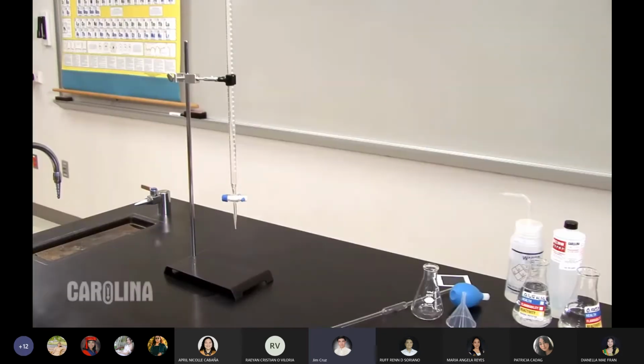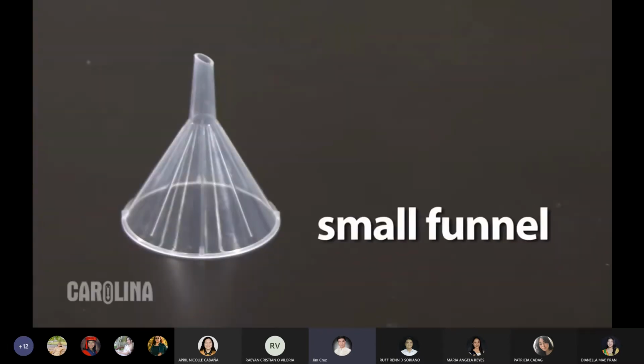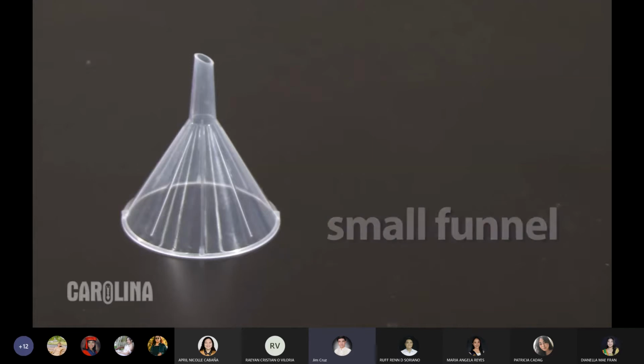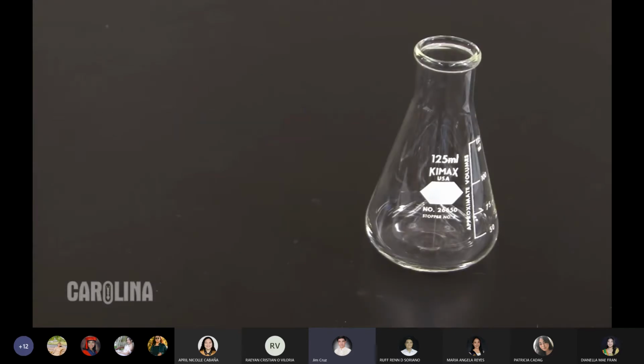The ring stand and burette clamp are used to mount and secure your burette. Other materials you will also need include a small funnel to help you fill the burette, a 125 milliliter Erlenmeyer flask, which works best for titrations. The shape of the flask allows for more vigorous swirling than a beaker or other glassware and minimizes spill hazards.